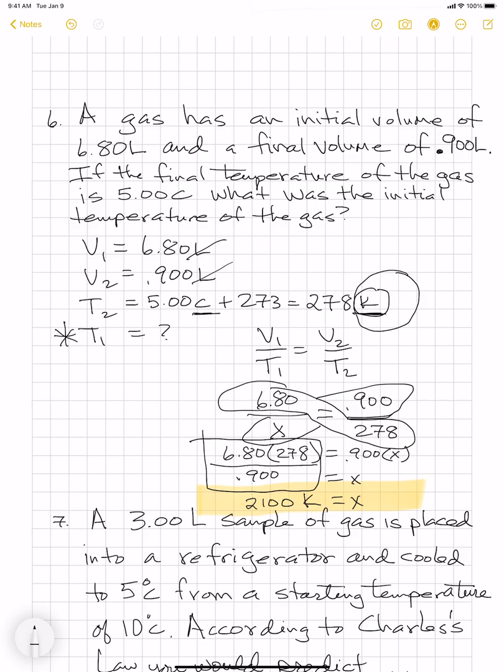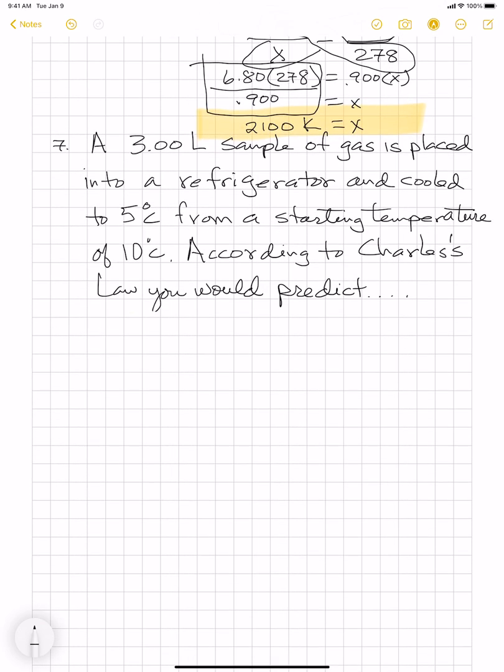Okay, finally, last one. So this was just a multiple choice answer. So let's read it through. You have a 3-liter sample of gas and you put it in a refrigerator. So that means you cool it down, right? It started at 10 and it went to 5. So you reduced its temperature by half. So we know that this is a Charles Law problem, right? Because you're looking at temperature and volume. And if you cut the temperature in half, you should decrease the volume by half.